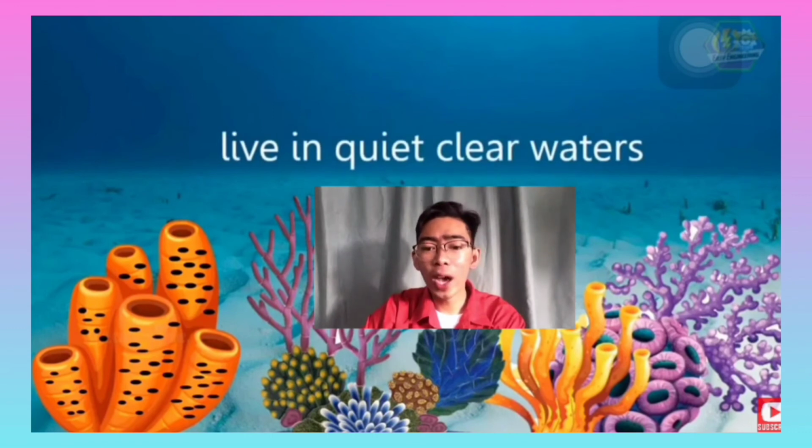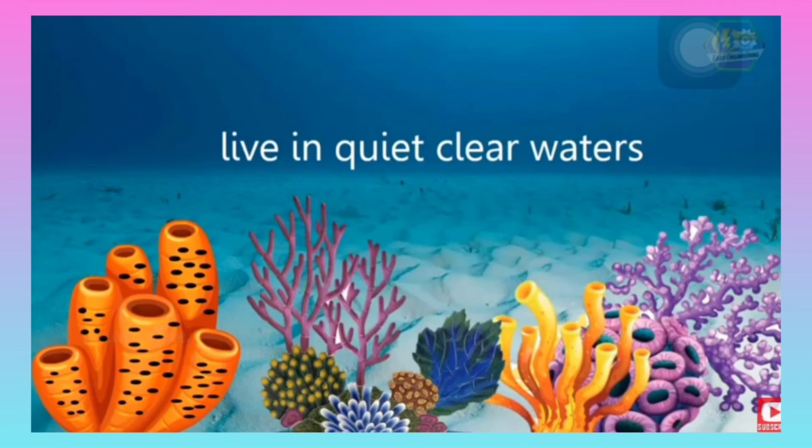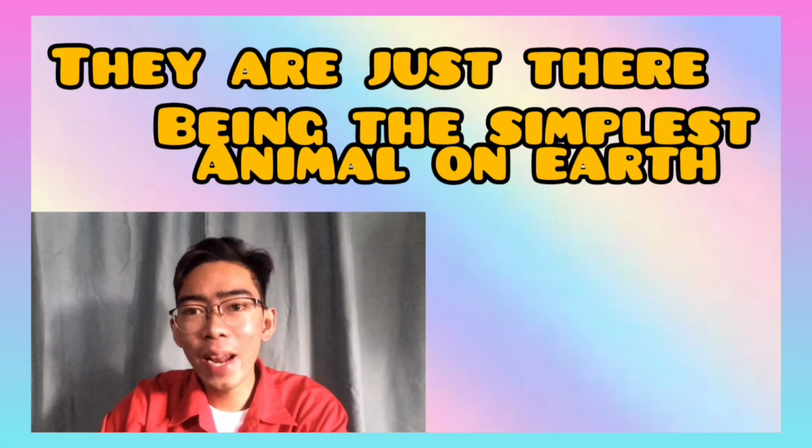Sponges also live in quite clear waters because if there are strong waves, their pores may get blocked and they can't eat anymore. That's all for sponges, and for us humans, they are not really that useful because we cannot eat them. But yes, they are just there being the simplest animal on earth.